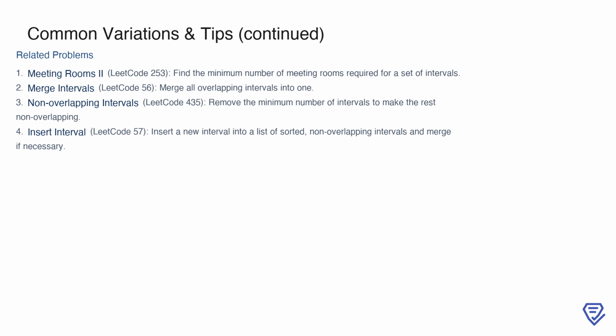Another classic problem is Merge Intervals, where you combine all overlapping intervals into one. It's a great example of how sorting and careful traversal can simplify a seemingly complex task. Non-overlapping Intervals takes a different angle, asking you to remove the minimum number of intervals to make the rest non-overlapping. This requires a strategic approach to minimize removals while maintaining the sequence.